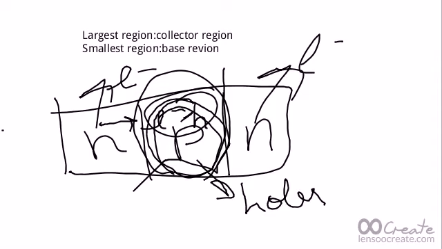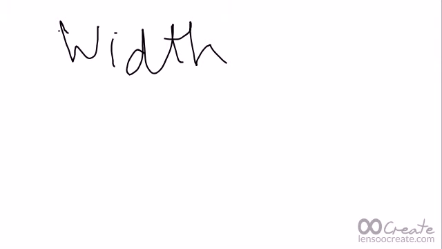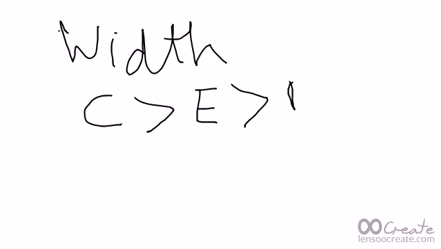Collector region is large because here electrons are collected. So electrons are collected, so heat is produced, and larger width means better heat dissipation will be there. So basically, in terms of width, collector is largest, then you have your emitter, and then you have your base.